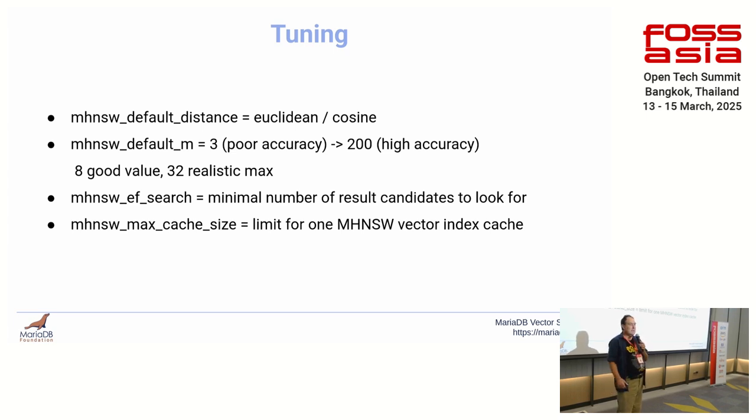At the basic level, there is a distance algorithm with Euclidean or cosine. You'll know when you're using the model which one should be used. We've got an M value. It's got a hard limit of 3 at the low and 200 at the high. But realistically, as we'll see in the benchmarks later, 8 is about a good value. If we go up to 32, that's probably about the realistic maximum, but it can depend a little bit on the algorithm.